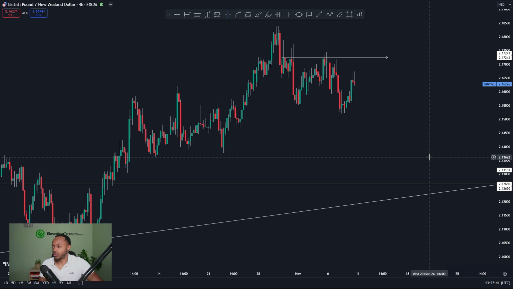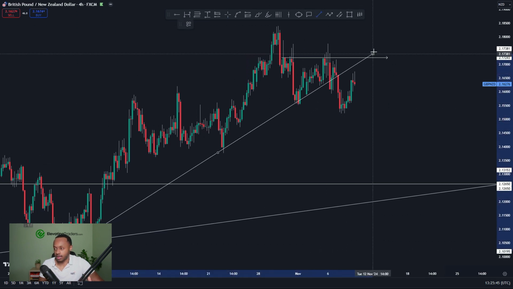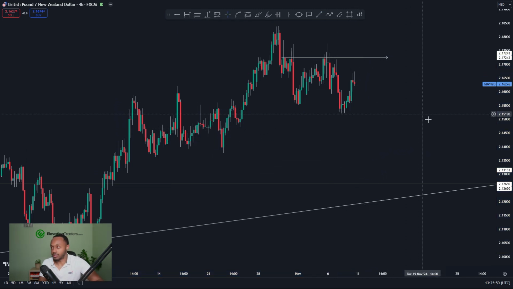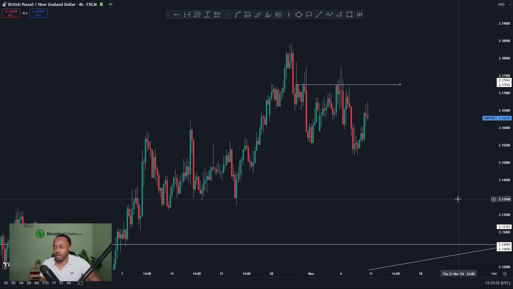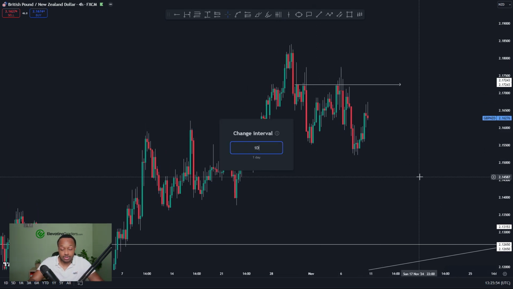Okay, so over to pound NZD. So pound NZD, I was originally looking for buys this week, but we've broken through that trend line there. I was looking to see if price could remain above it, but since the strong break, I am looking for a bigger retracement now for pound NZD. I'm still bullish longer term.